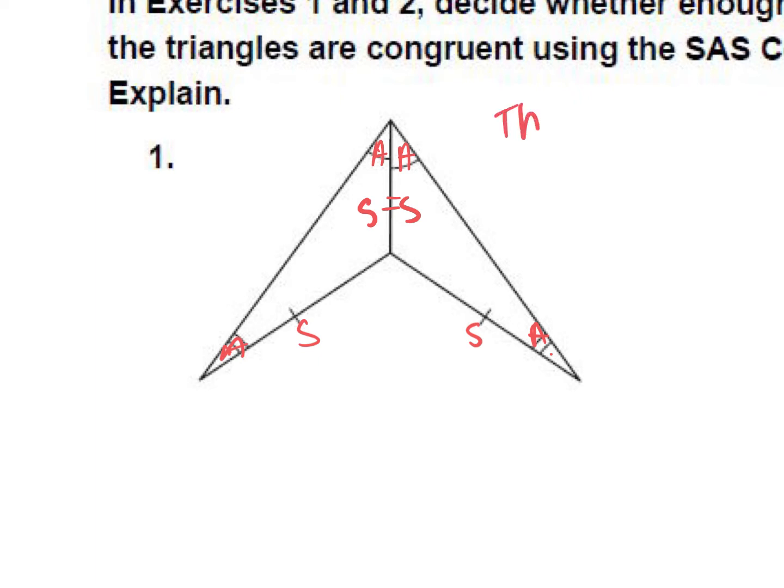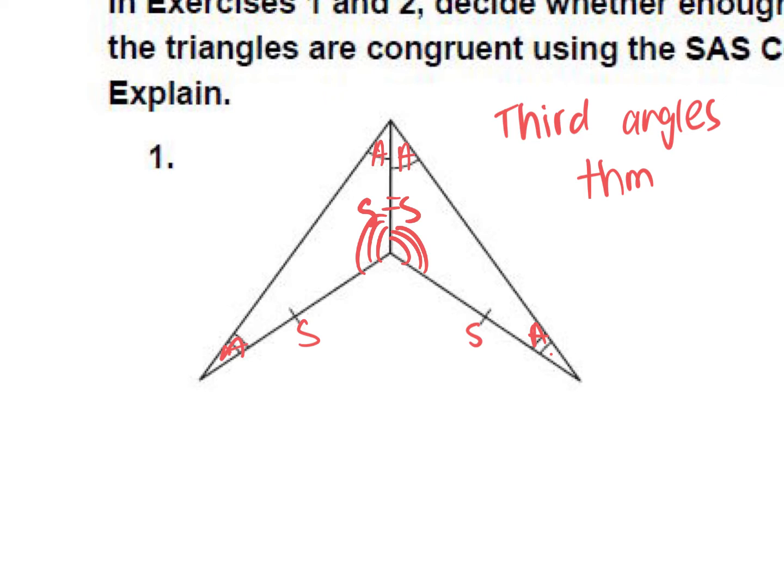By the third angles theorem, we know that these two angles must be congruent. Who remembers what the third angles theorem said? What does the third angles theorem say? Kristen. Very good. If you have two angles that are congruent between two triangles, the last one must be congruent.